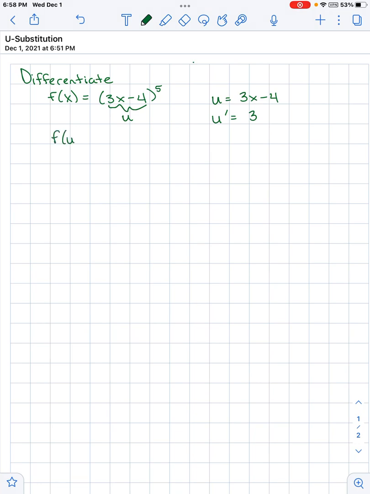Okay, so if I rewrite this function in terms of u instead of x, the function is u to the fifth power. If I find the derivative of this, it is 5u to the fourth times u prime. If I replace u and u prime with those things that I found, then f prime of x, I'm going to replace u with 3x minus 4, and I'm going to replace u prime with 3.